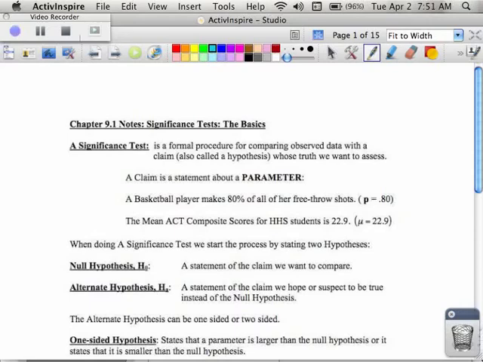For example, a basketball player makes 80% of all of her free throw shots. That would be a P equal to 0.8. Notice that they use P, not P hat. The mean ACT composite score is 22.9 for Hopkins High School. That's a mu equal to 22.9. So P's and mu's.